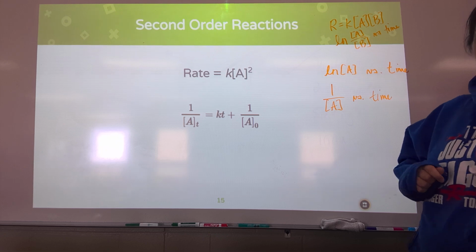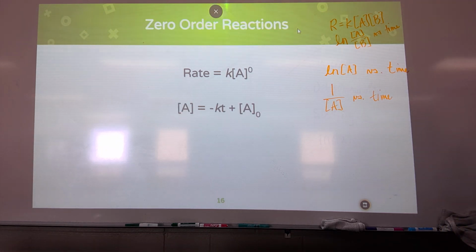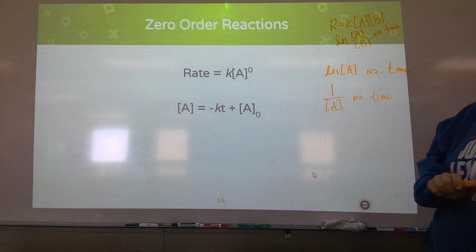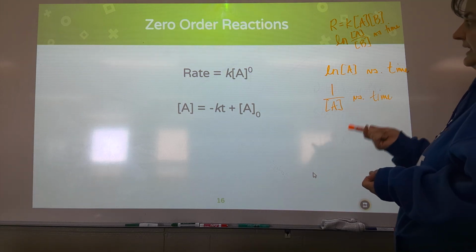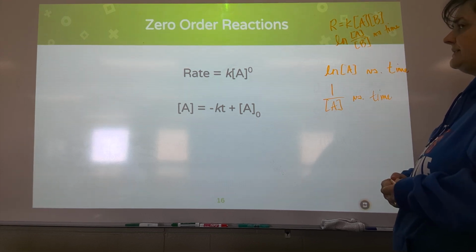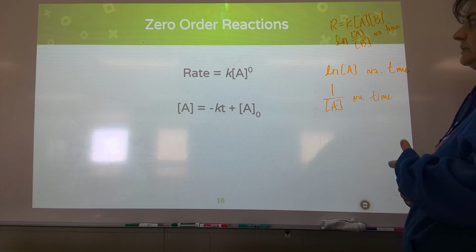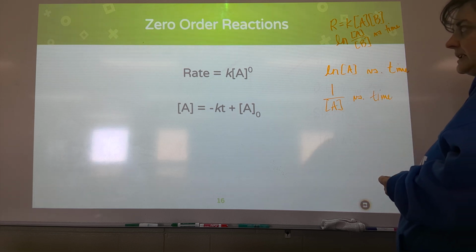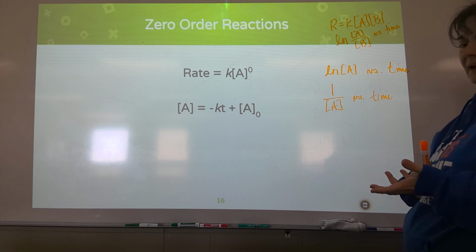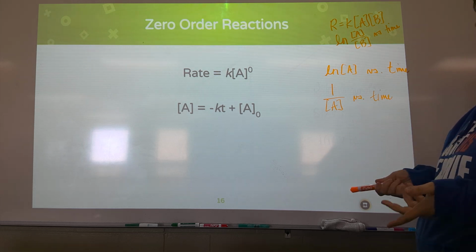So then the last one we're going to look at is zeroth order. Zeroth order looks like this. We have the rate law: rate equals our rate constant times the concentration of A raised to the 0 power. Anything raised to the 0 power is 1, so it's really just the rate equals our rate constant. In this reaction, the rate is going to be independent of the concentration of any substance.